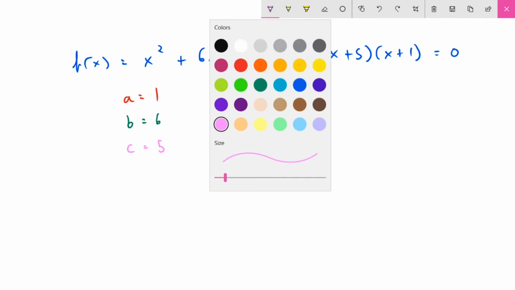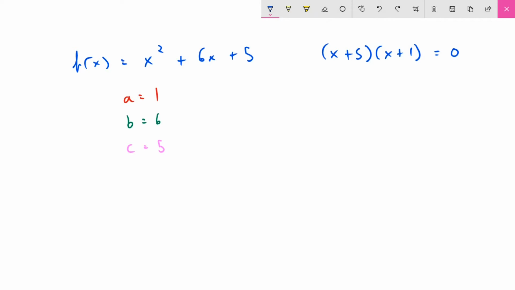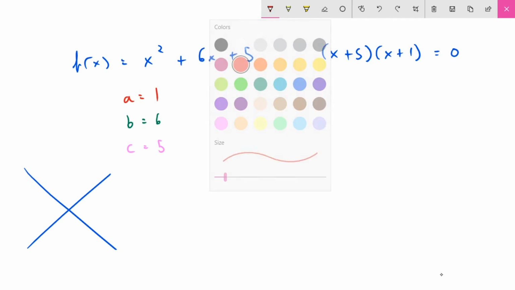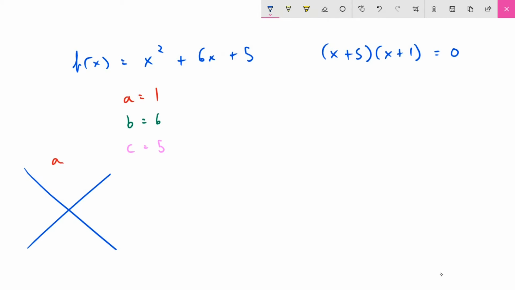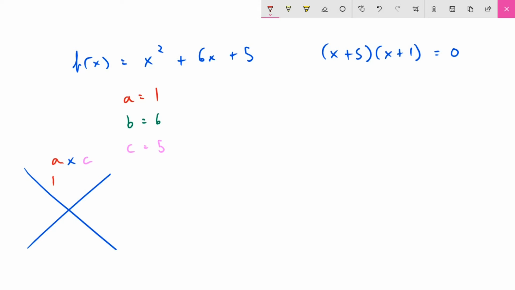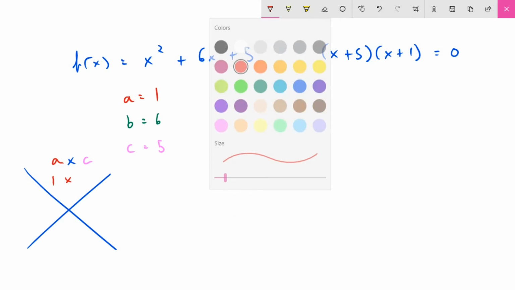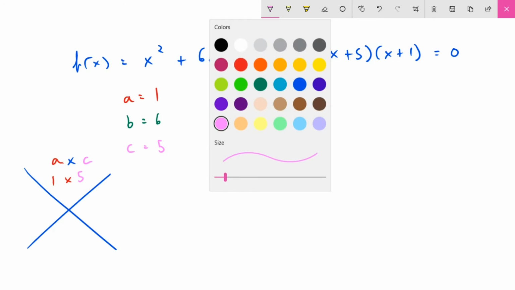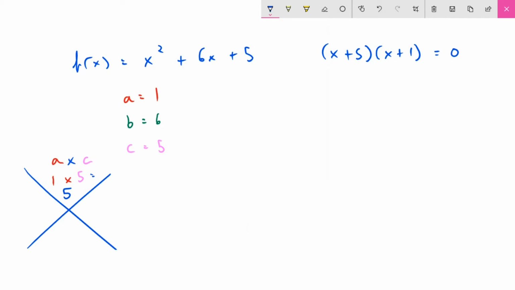But let's continue on. So after you found a, b, and c, you're going to draw the x box, or the x thing right here. Boom. And we're going to fill in the spaces that we do know. In the top space, it's always going to be a times c. So in this case, what is it? We've got 5 times 1, or 1 times 5. So 1 times 5, and that equals 5. So our top space value is 5, okay?